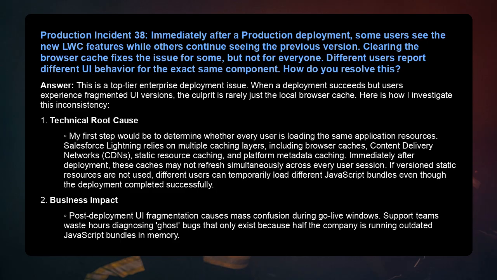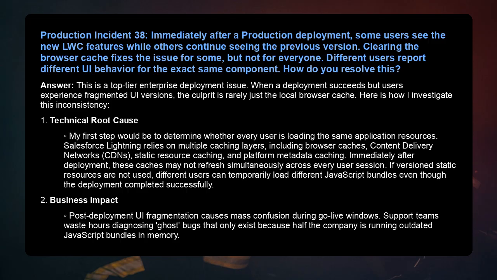1. Technical root cause. My first step would be to determine whether every user is loading the same application resources. Salesforce Lightning relies on multiple caching layers, including browser caches, Content Delivery Network CDNs, static resource caching, and platform metadata caching. Immediately after deployment, these caches may not refresh simultaneously across every user session. If versioned static resources are not used, different users can temporarily load different JavaScript bundles even though the deployment completed successfully.